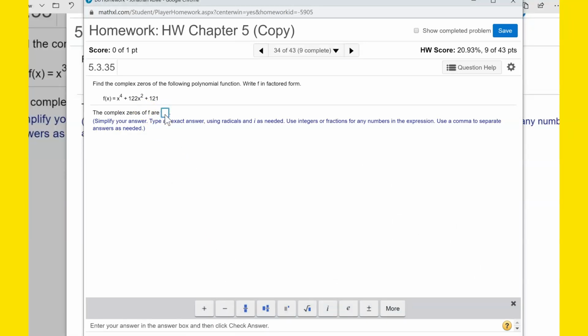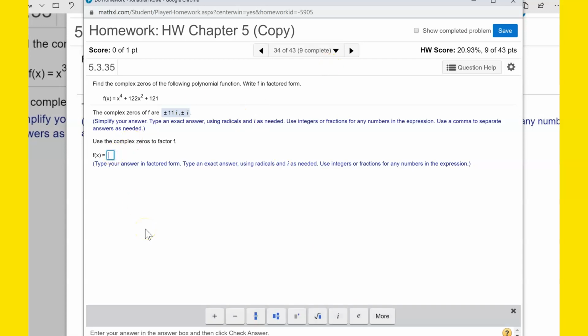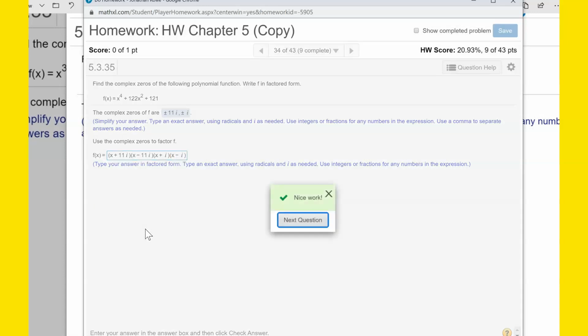I have 4 total zeros for this problem, and they're all complex. So plus or minus 11i, comma, and then plus or minus i. Moving on. Oh, I have to factor it using that. So x plus 11i, x minus 11i, x plus i, x minus i.